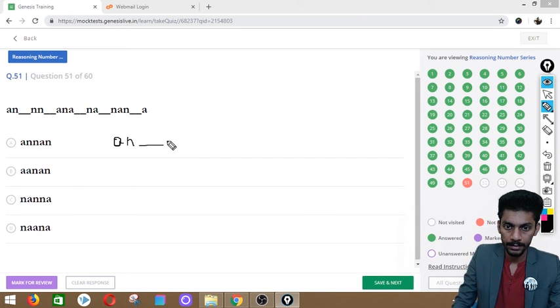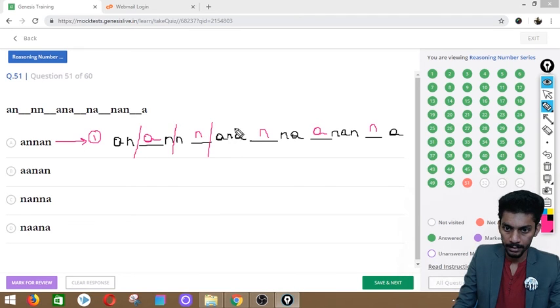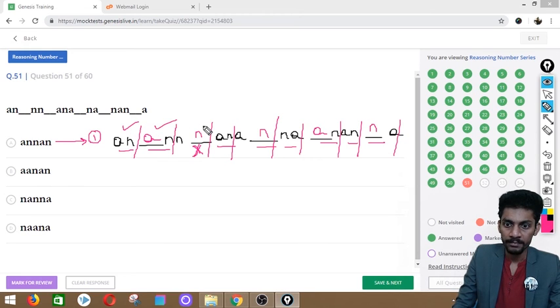A N dash N N dash A N A dash N A dash N A N dash and A. Okay, so we'll go with option 1. Option 1 is A here, N, N, N, N. Let's see whether something is possible. AN, AN, NN, AN, AN, NA, AN, AN, NA. So there is a pattern AN, AN, NA, but here it is not happening. See, the pattern is AN, AN, next should be NA, which is not there here. Again AN, AN, NA, AN, AN, NA. So it is not there. So not option 1.